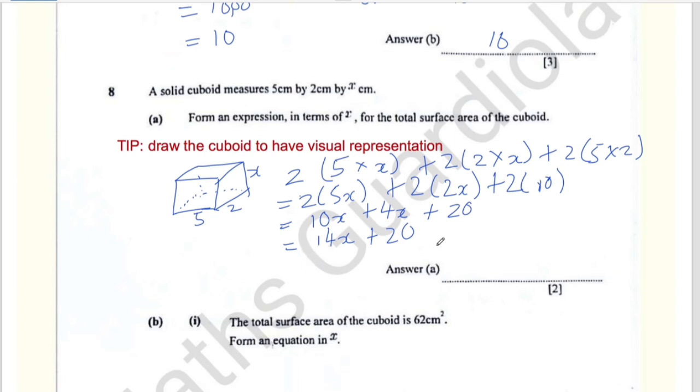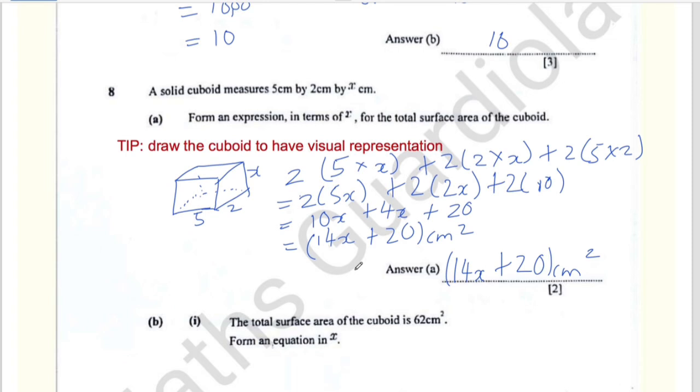Now, you are not required to factorize it, okay? So even if you leave it like this, it will still be correct, 14x plus 20. Of course, you can choose to factorize it. You can factorize 2, and then you remain with 7x plus 10. That's the expression for the total surface area.